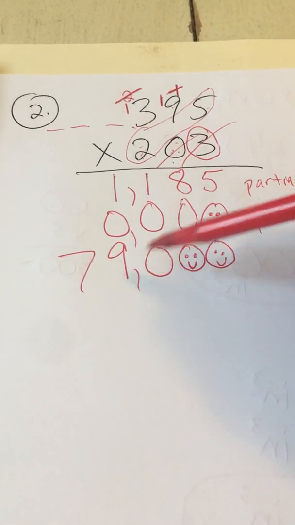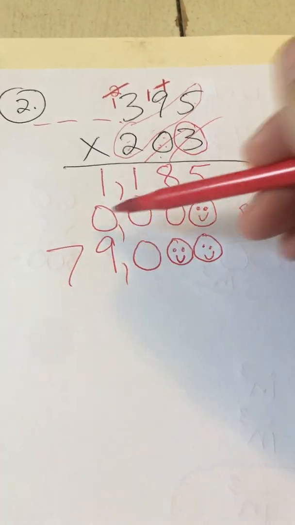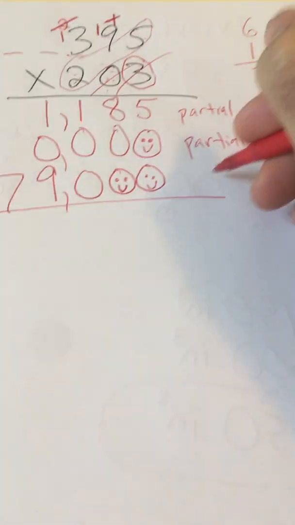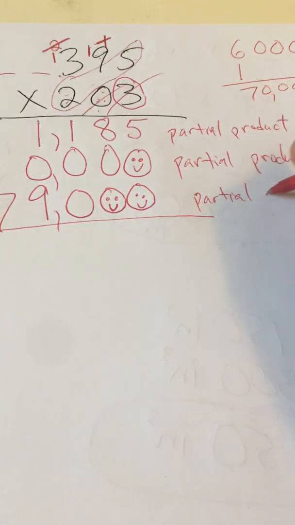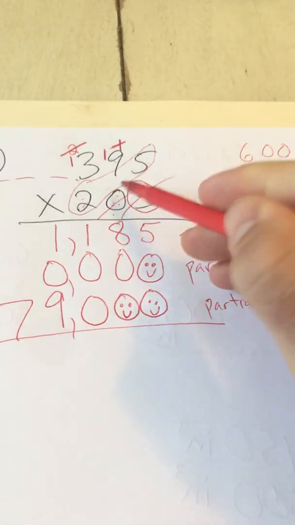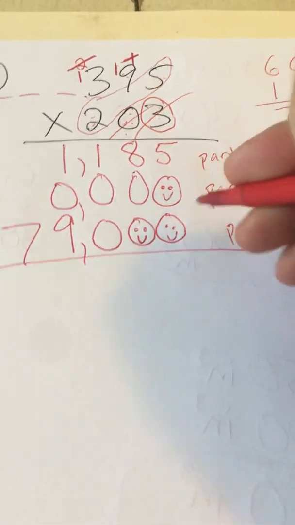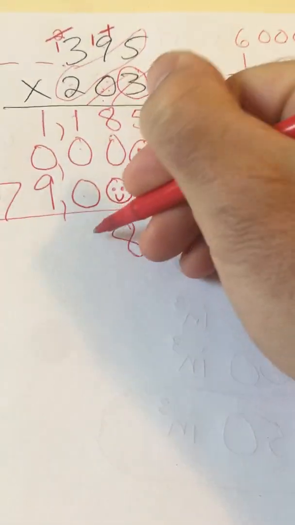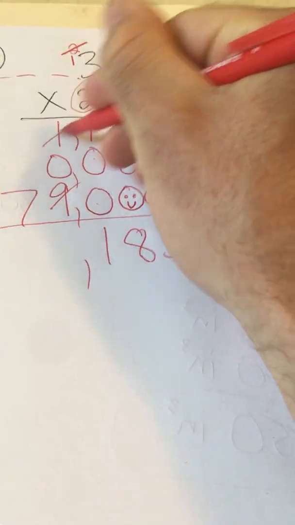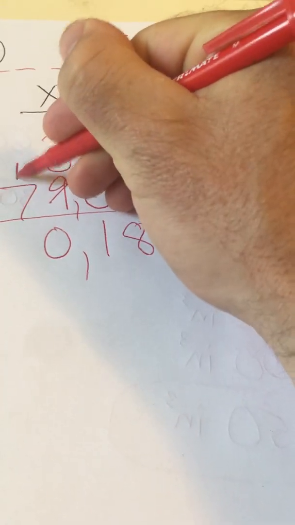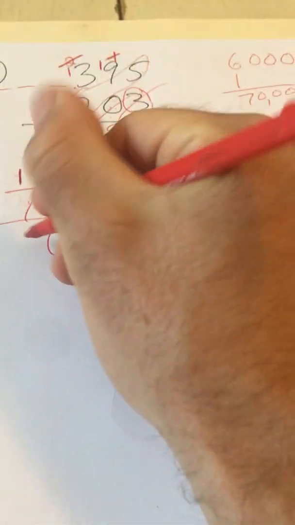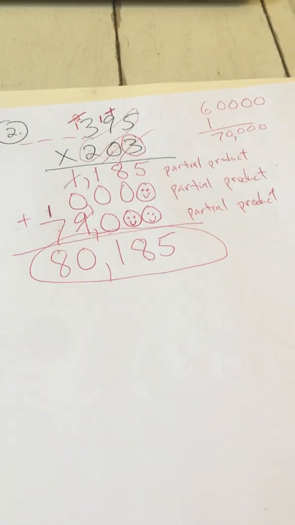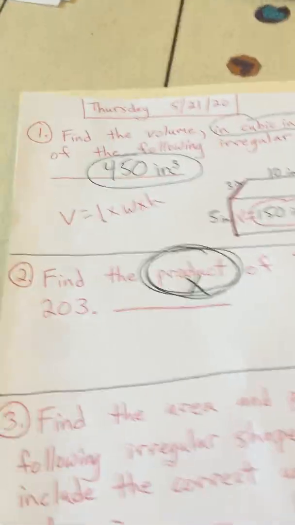Make sure I have 3 digits before the comma. So this is 1,185 plus 0 plus 79,000. And then we'll get our final product. We had 3 partial products here. The second one happened to be 0 this time because we were just multiplying 0. 5 plus 0 is 5. 8 plus 0 is 8. 1 plus 0 is 1. 9 plus 1 is 10. I'm going to carry the 1 over to the 10,000ths place. And then 7 plus 1 is 8. So the total product, the final answer is 80,185. And that is the product.